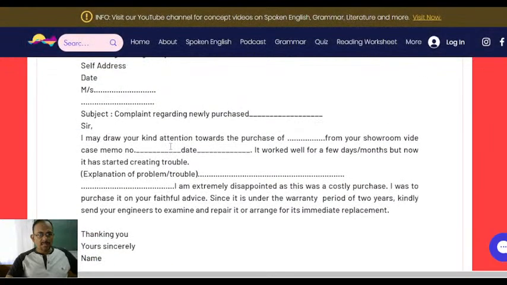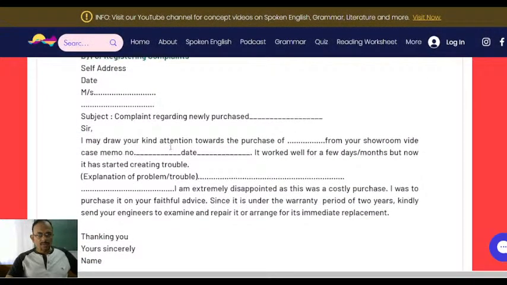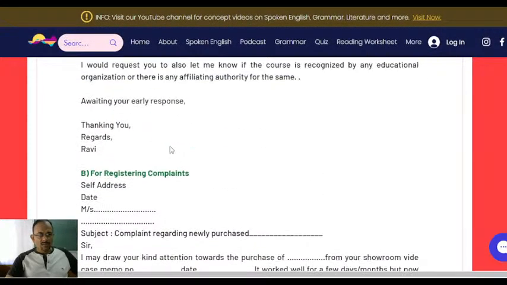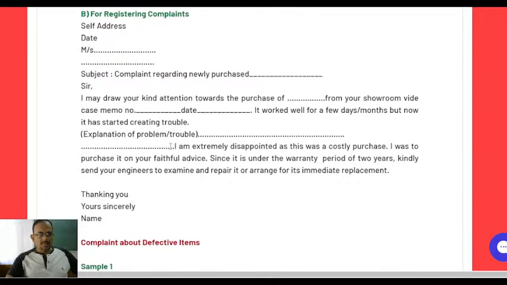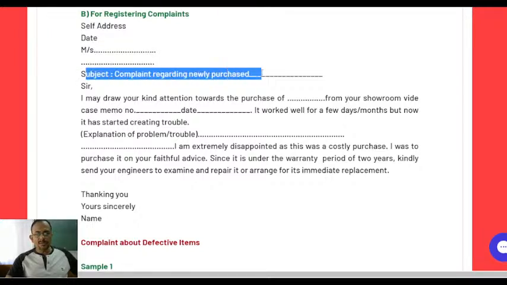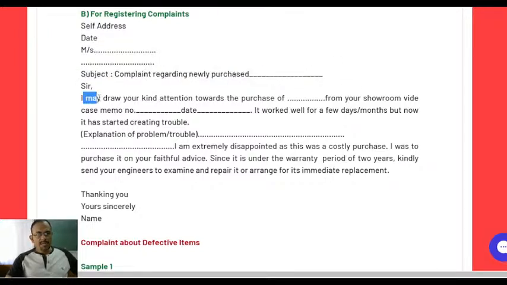Okay. So, dear students, as you can see here, this is a sample letter. First of all, your address, because the sender's address will come here. Then you shall leave one line and write the date. See, space for the date is given here. Then the message and all this you have to write. Then the subject: complaint regarding newly purchased something. Then, sir, I may draw your kind attention towards. So you can start your letter.